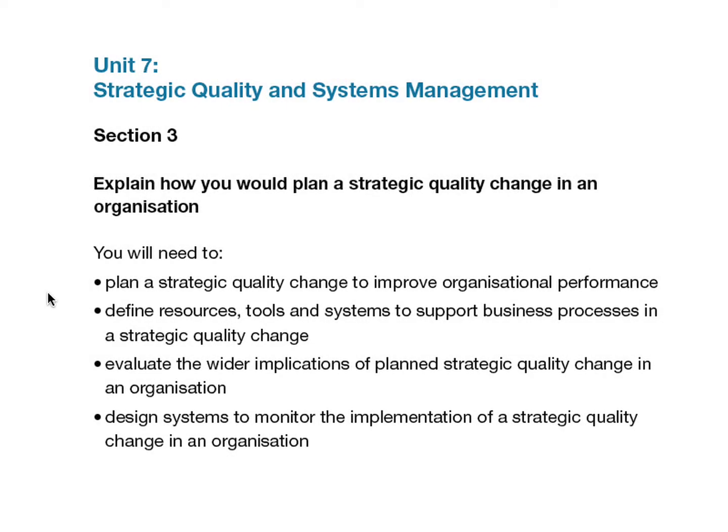Section 3, again focusing on a specific organisation, ideally your own, or if that's not possible, a typical organisation in a specific sector. You'll need to identify a strategic quality change that would improve organisational performance. The change must be a strategic one, such as introducing an integrated management system or adopting a total quality management approach. The plan should be in outline, showing timescales, stages, resources and forecast objectives and outcomes.